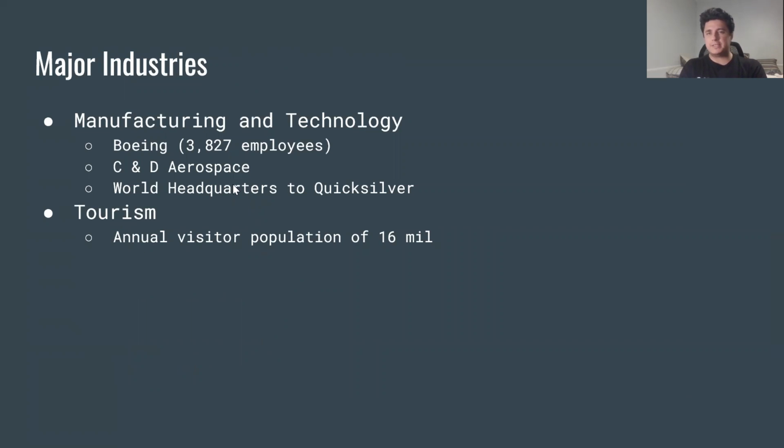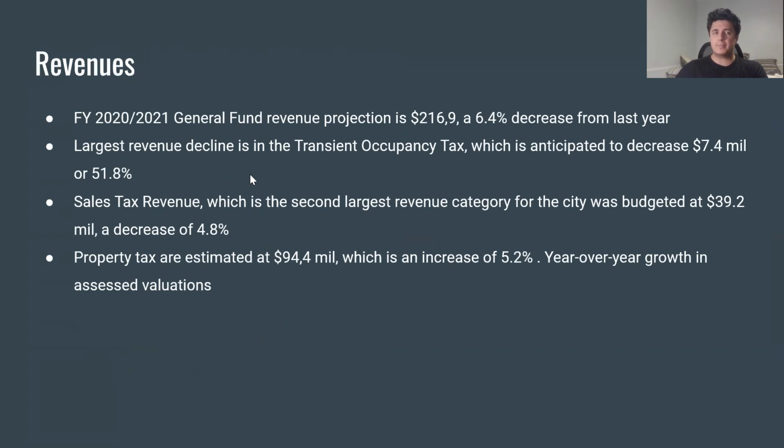Major industries, like I explained, are manufacturing, technology, and second is tourism, where the annual visitor population is 16 million. The revenue sources of the general fund are projected to be $216.9 million, which is a 6.4% decrease from the previous year due to the COVID pandemic. The largest revenue decline is in the transient occupancy tax, which is anticipated to decrease $7.4 million, or 51.8%, due to closure of hotels, closure of retail sales, and the drop in tourism.